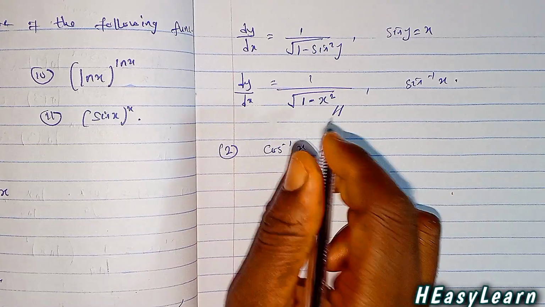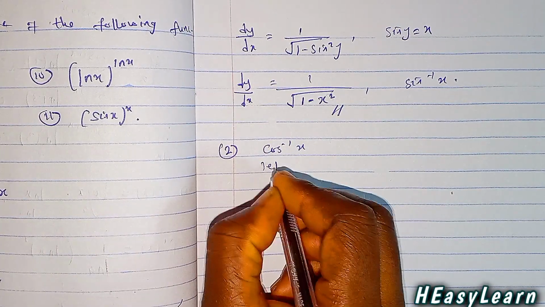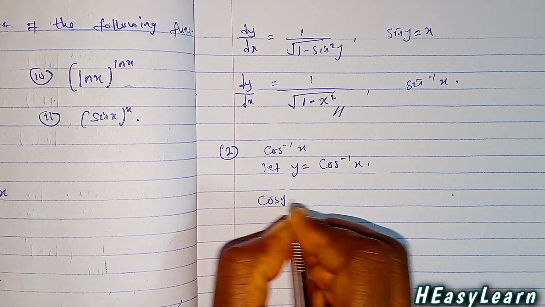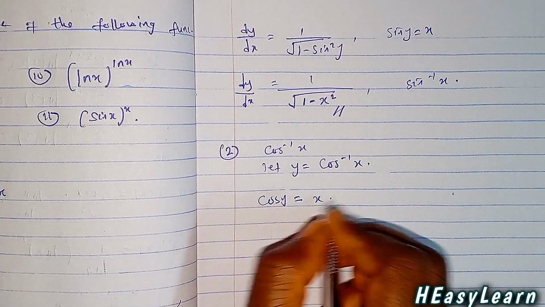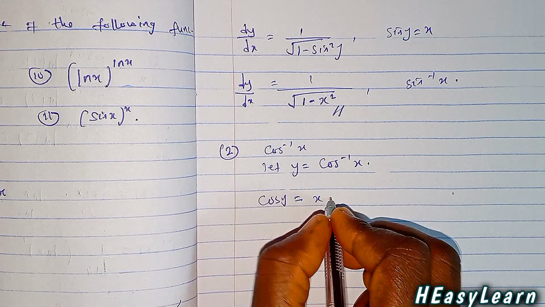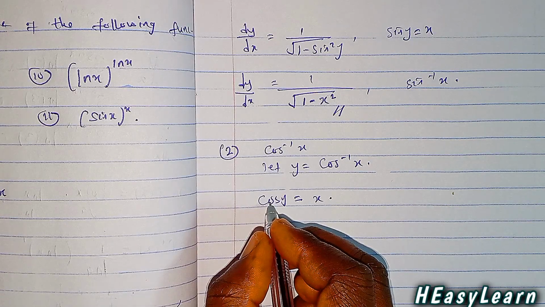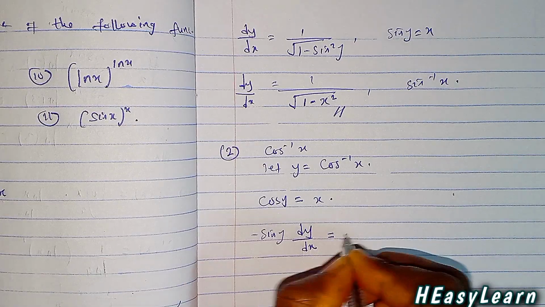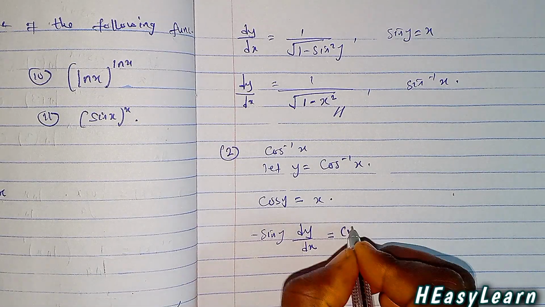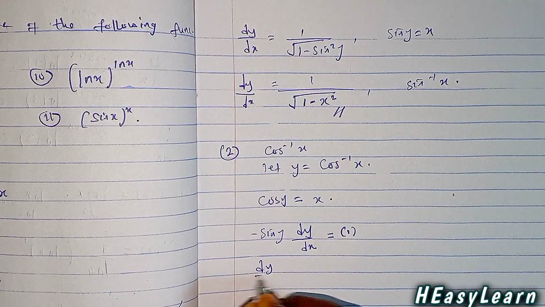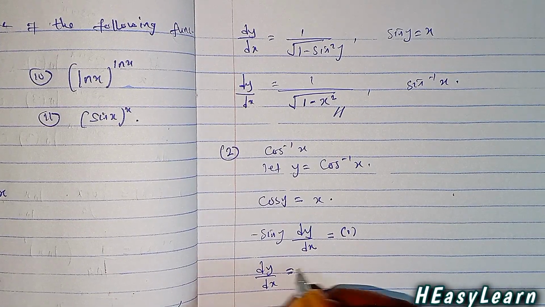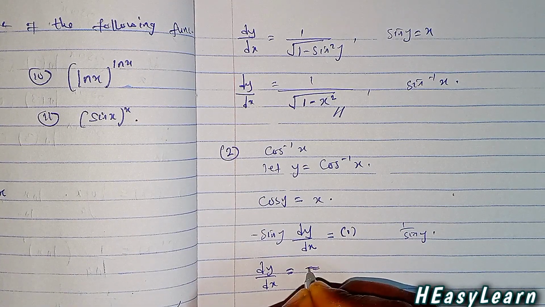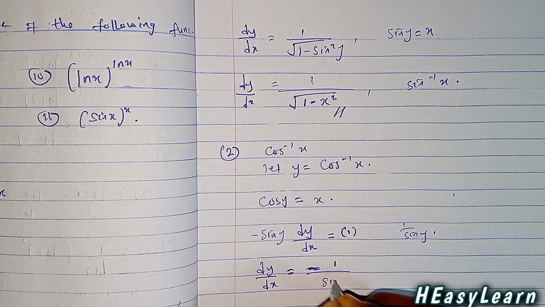Given the function cos inverse of x, what is the derivative of this function? First, let y be cos inverse of x. Take cos of both sides, cos y equals x. Then this is an implicit function. Differentiate term by term with respect to x. What is the differential of cos y? It is minus sine y dy/dx. The differential of x is 1. So from here, make dy/dx the subject of the formula by multiplying through by 1 over sine y. This equals minus 1 over sine y.